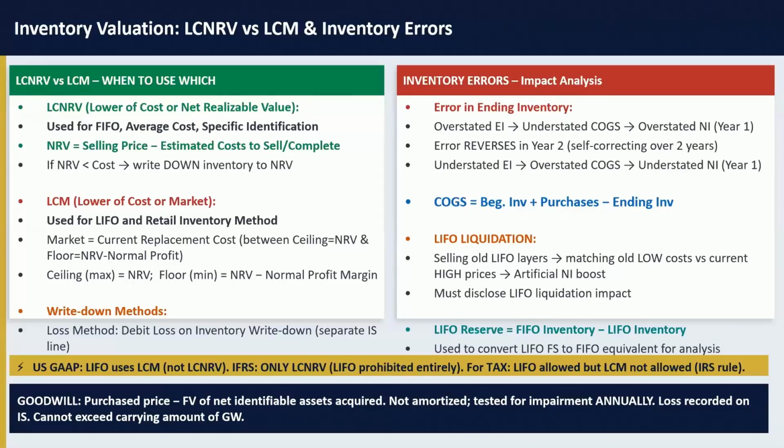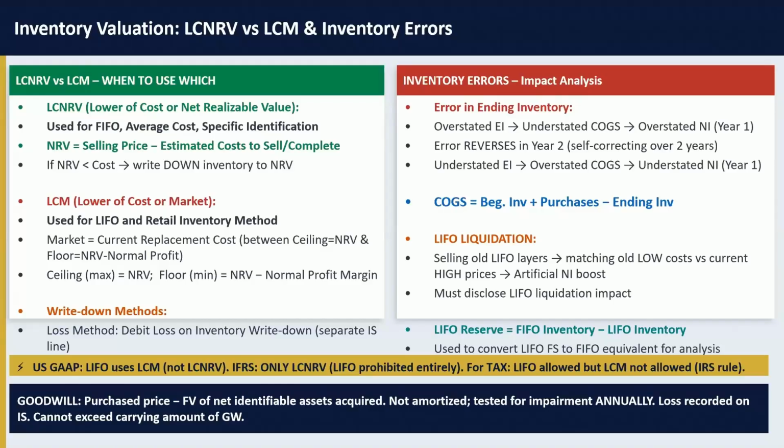If ending inventory is increasing, cost of goods sold will be decreasing and vice versa. Okay, now when your ending inventory is overstated, this will further understate your COGS. They are inversely related. So when your COGS is understated, your net income will be overstated. Okay, very simple. Ending inventory and COGS are inversely related.